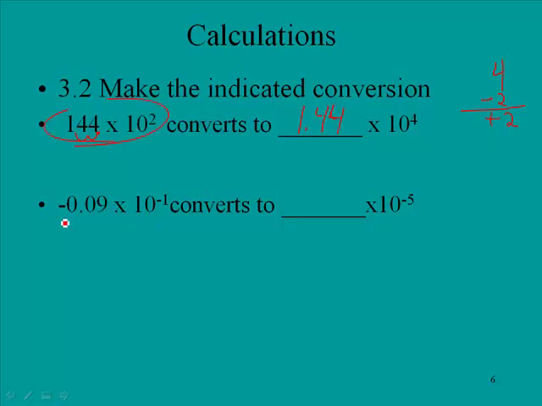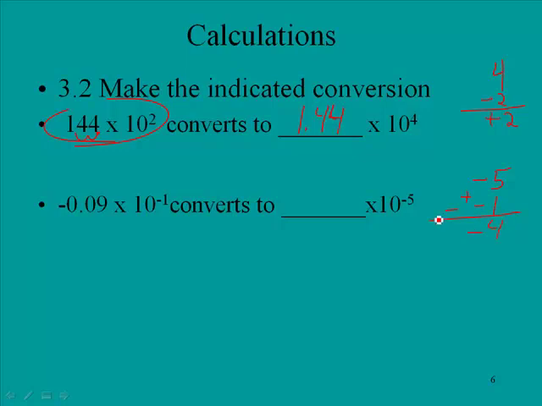Then the second one, we have a negative 0.09 times 10 to the minus 1, and we want to convert that to times 10 to the minus 5. So let's start out with minus 5, and then we're going to subtract this exponent. In this case it's a minus 1. And since a minus, that's going to effectively make this a plus. So the result would be a minus 4.